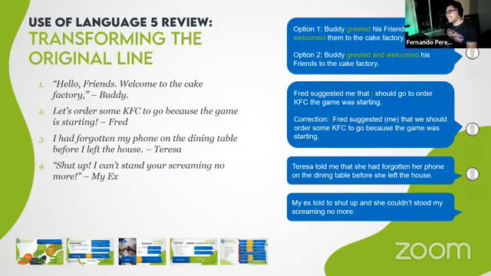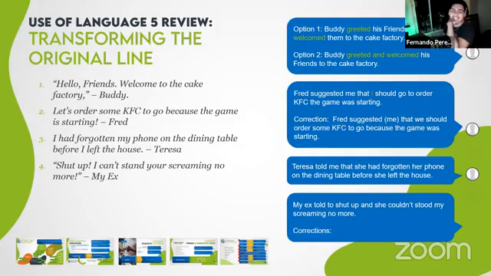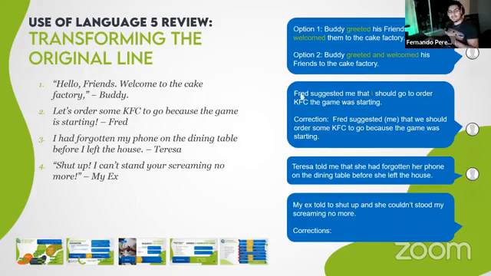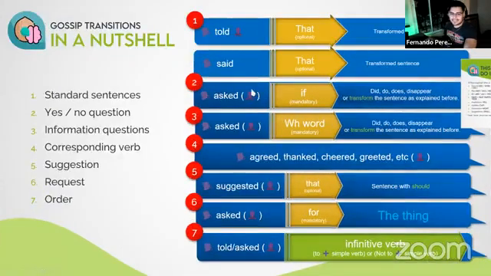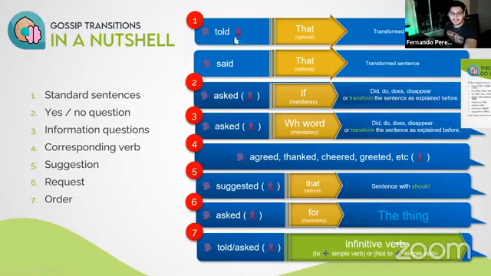Wow, okay. There are a lot of corrections, man. Let's talk about the first one. My ex told to shut up. Told who? Told me. Exactly. Every time you use "told," it's necessary to include the person. In formula number 2, you have parentheses, but in formula 1, there are no parentheses, because this is mandatory.